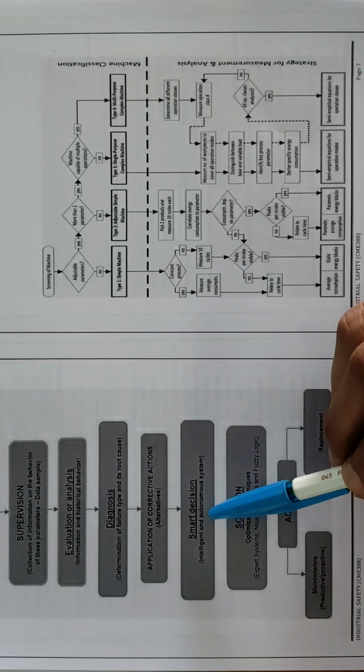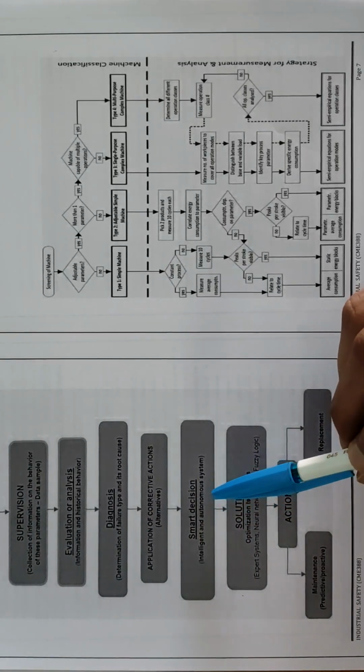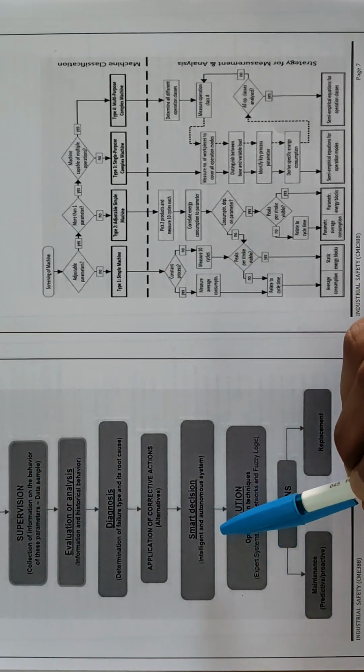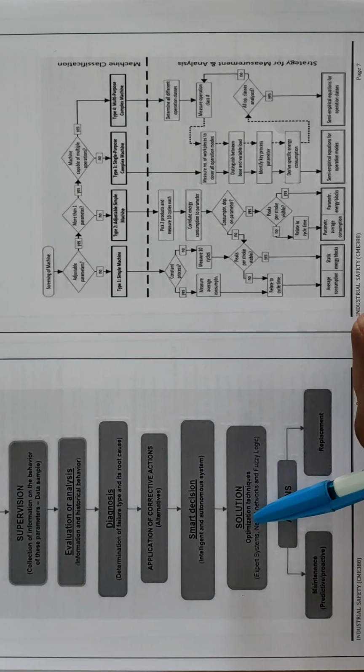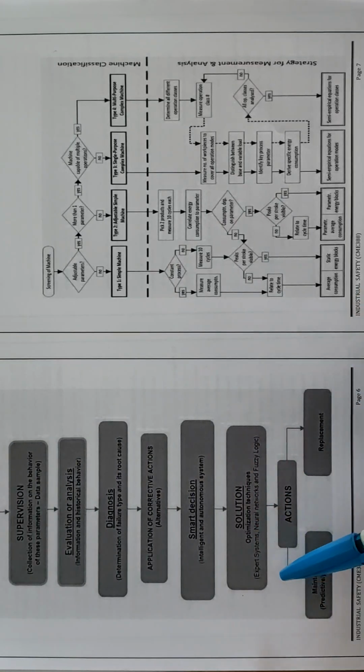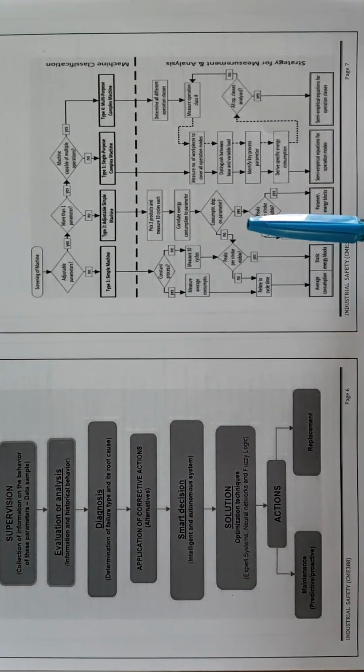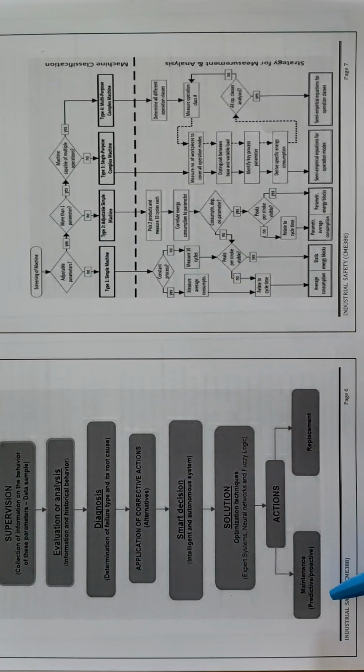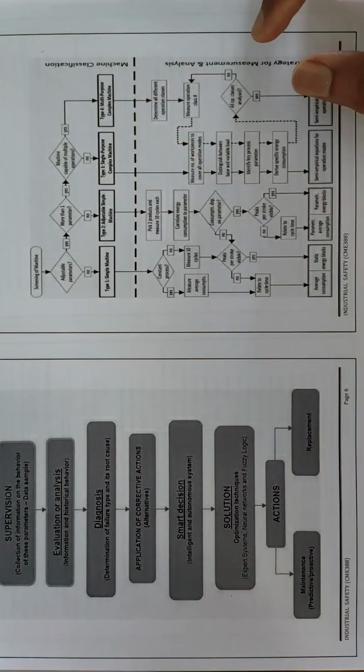Alternatives. Smart decisions. Intelligent and autonomous system. Solution optimization techniques. Smart system, neural networks and fuzzy logic. Action. Maintenance: predictive, proactive, replacement.